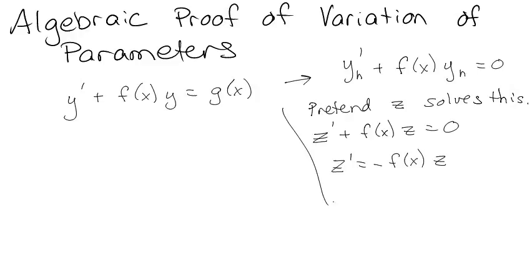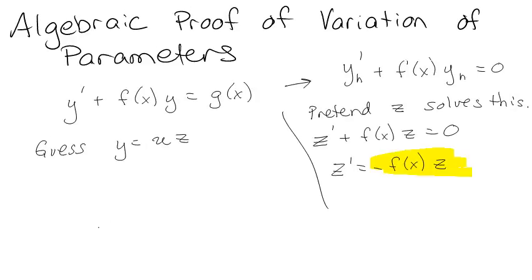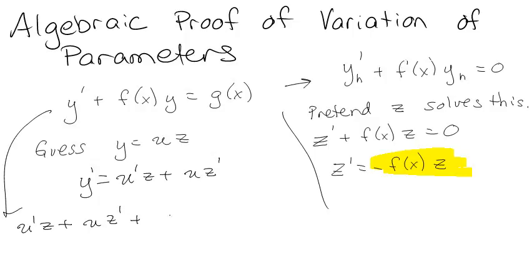Okay? And since it is true, we're going to do our guess, and our guess is that y is equal to u times that homogeneous solution z. So I'm going to take the derivative, and I've got y' = u'z + uz'. Then I'm going to plug that into my equation here. So I've got u'z + uz' + f(x) times y, which is uz, equal to g(x).